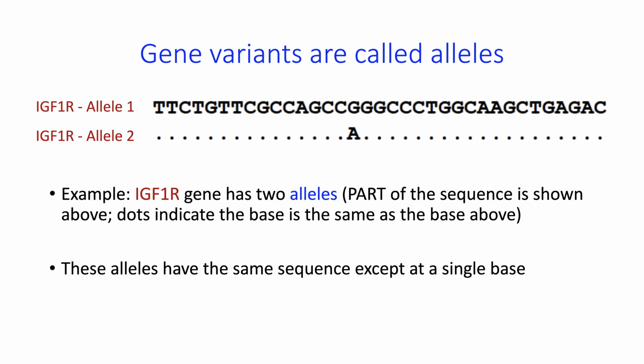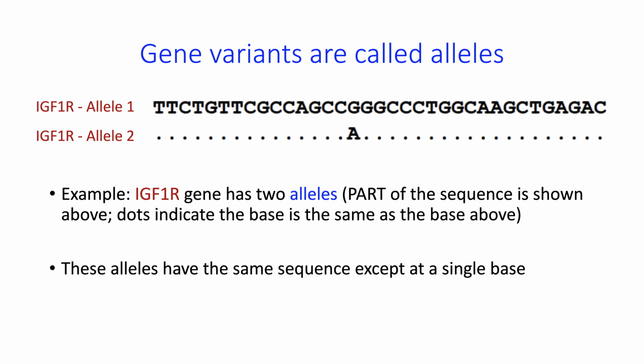Therefore, what you can see here is that the allele is exactly the same except at one particular position, in which allele 1 has a G, or guanine, and allele 2 instead has an A, or adenine. Allele 2 is the result of a mutation. Specifically, this is a point or substitution mutation, because one base has been substituted for another.